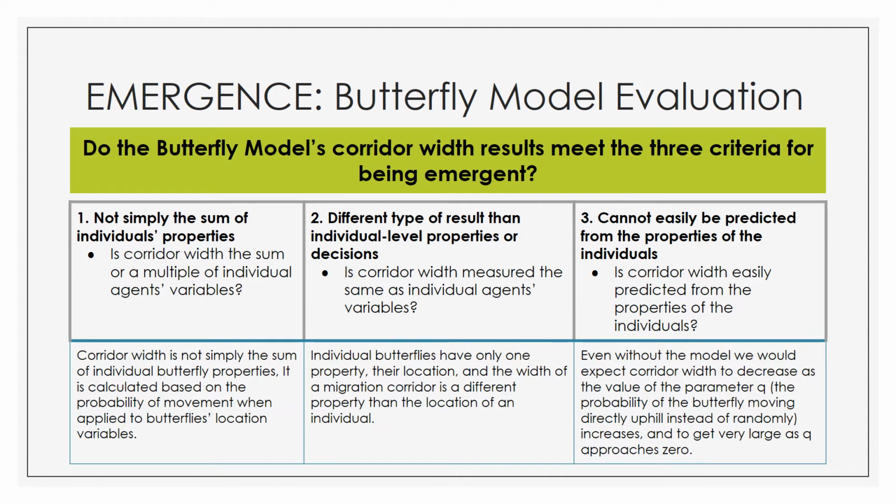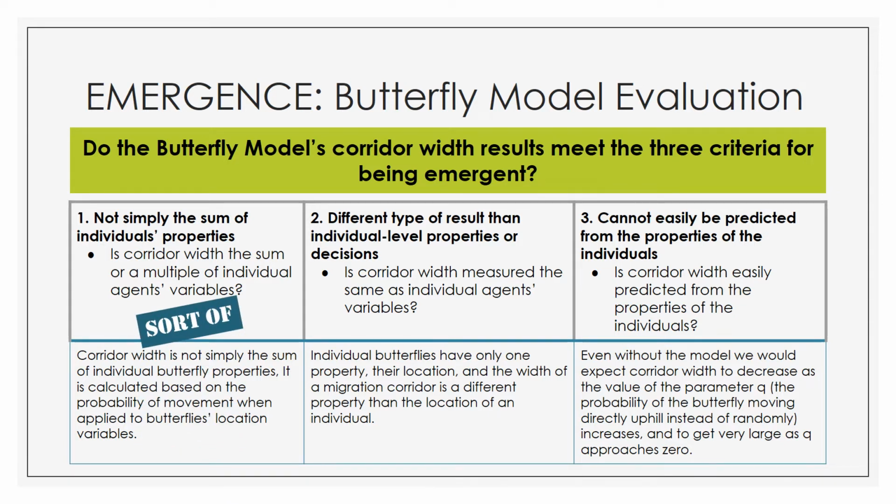On the other hand, we must admit that the corridor width of a group of butterflies is, in a way, just the sum over time of where the individual butterflies were. So we can answer the first question with a definite yes and no, or sort of.